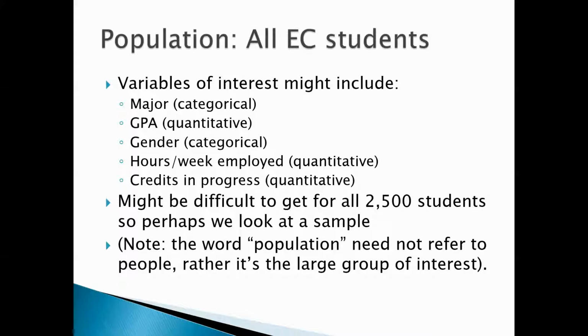Gender, whether the student is a man or a woman, that's another category. The number of hours per week of paid employment they have, that's a quantitative variable. It's a number again. Number of credits in progress, also another number. And it might be difficult to get all this information for all 2,500 students, so perhaps we look at a sample. And again, another reminder, the word population does not need to refer to people, rather it's the large group of interest.